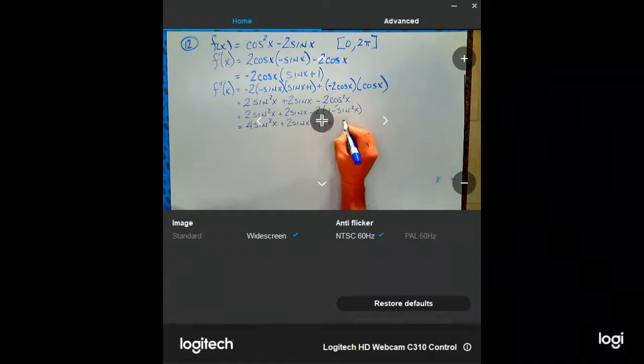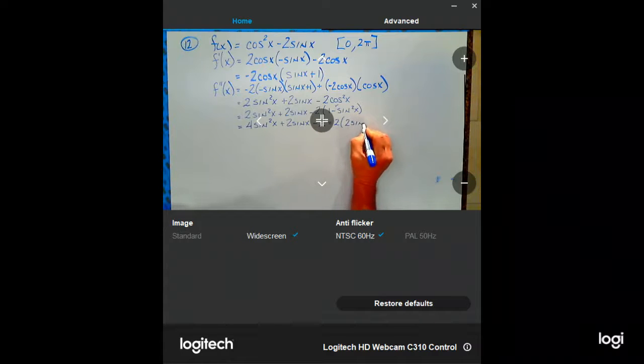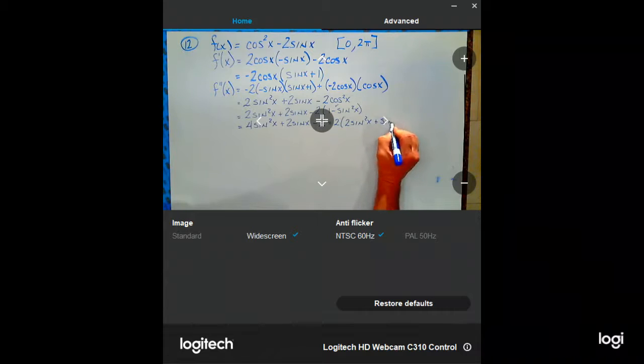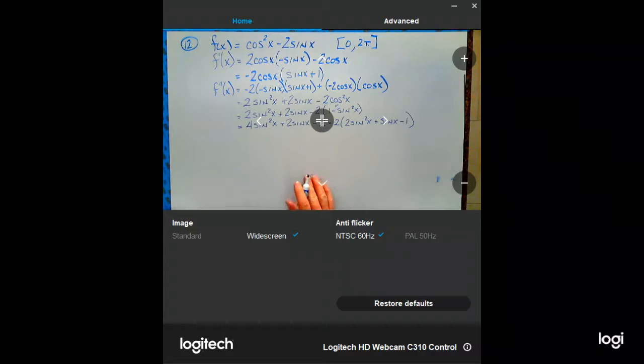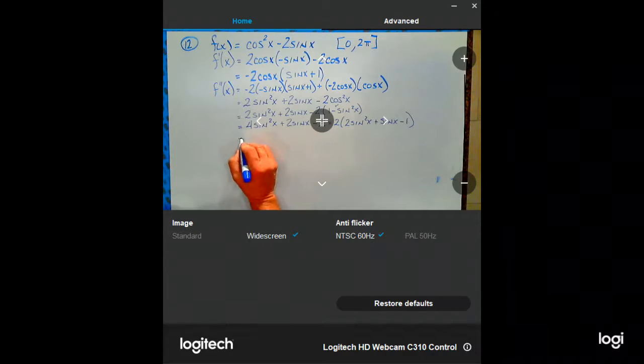Now if we simplify that, that's going to be 2 times 2 sine squared x plus sine x minus 1. Right? And we're going to hope that factors. That's our goal here, is to get that to factor.